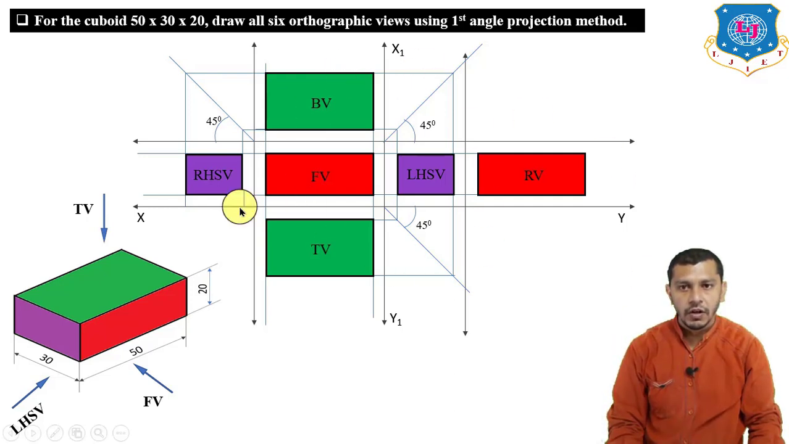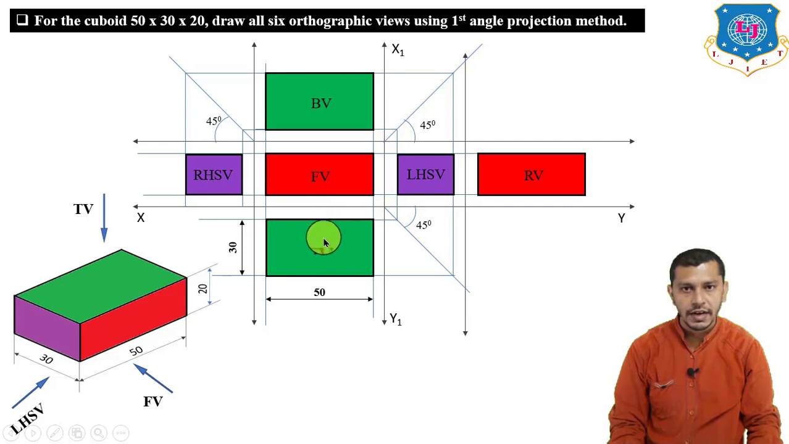So after drawing all the views of the object, at the end we have to give the dimensions because dimensions are compulsory. So in the top view this will be the length and this will be the width, length 50, width 30, because the top view is a rectangle having length 50, width 30. And here we will give the height 20 mm because in the right hand side view, front view, left hand side view and rear view, we will get the height. So give the dimension of the height over here.